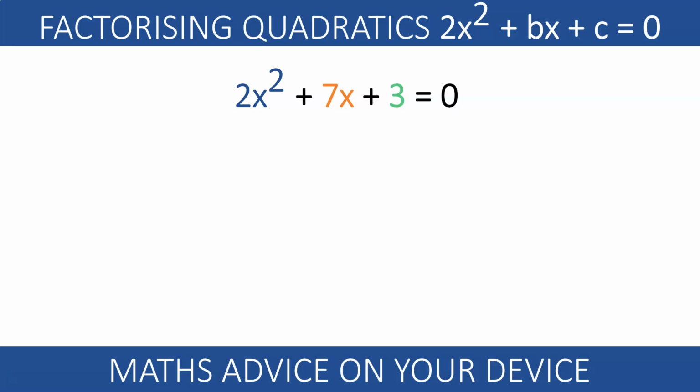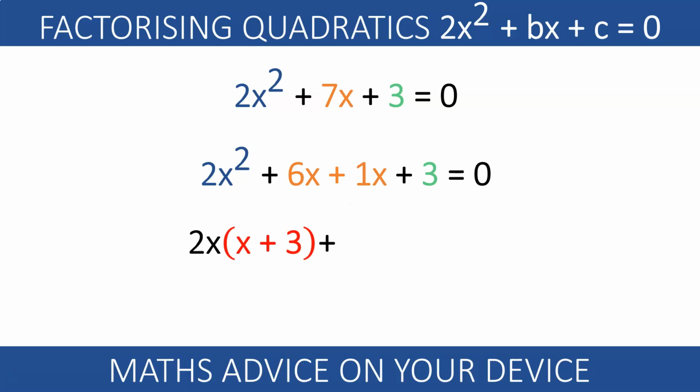We need to solve the quadratic equation 2x squared plus 7x plus 3 equals 0. We break down the 7x. How? Well, when multiplying the leading coefficient 2 and the constant 3, the answer is 6. So we need two numbers that multiply to 6 and add up to 7. We can now factorize the first two terms using x plus 3 as their common factor. This x plus 3 is also a common factor of the last two terms.